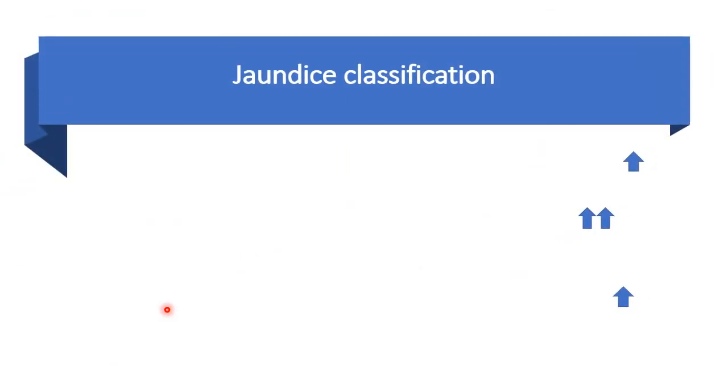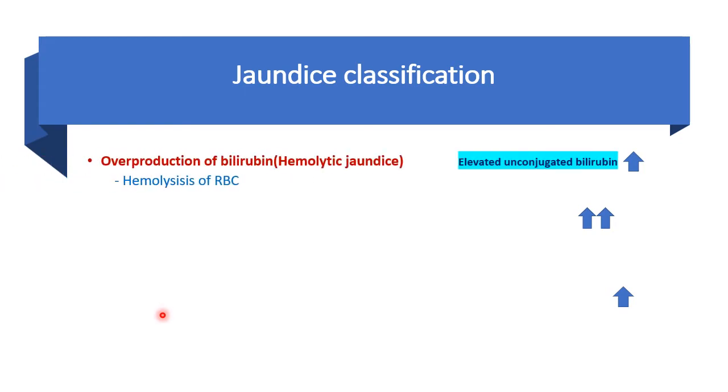Next, we come to the classification of jaundice. Jaundice is classified into three categories. The first is called hemolytic jaundice, which is due to overproduction of bilirubin. There is excessive hemolysis of the RBC in the blood, which results in increased unconjugated bilirubin in the serum.